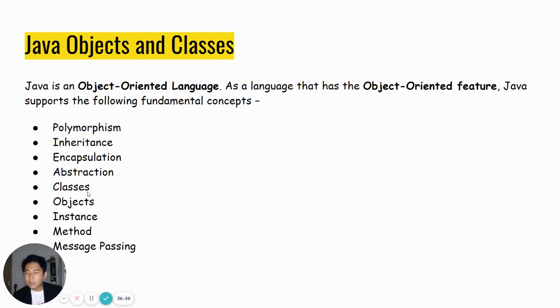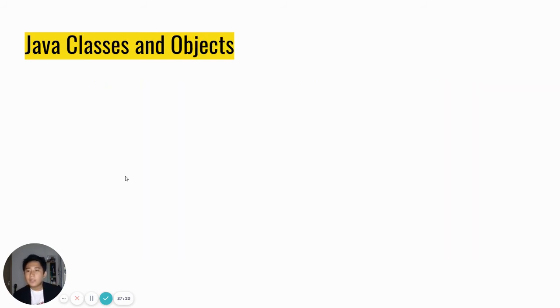So far I've already told you about classes, objects, instance, method. The other concepts of object-oriented programming, polymorphism, inheritance, encapsulation, abstraction, we will be discussing in further lessons. So let's move on, guys.